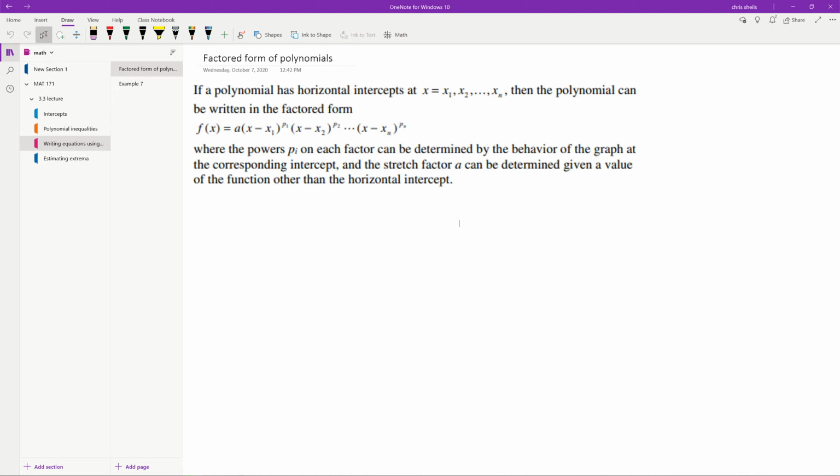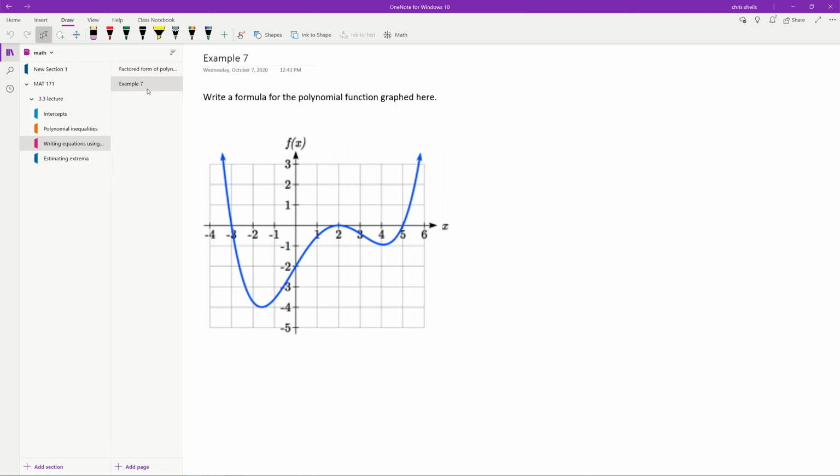Where each of these powers, p sub i, is just some number, some index, on each factor, can be determined by the behavior of the graph at each of these corresponding intercepts. And the stretch factor a can be determined if I'm given a value of the function other than the horizontal intercepts. This is a lot of words, but let's look at actually doing this. Let's write a formula for the polynomial function graphed here.